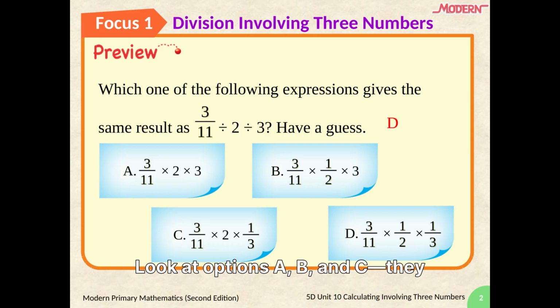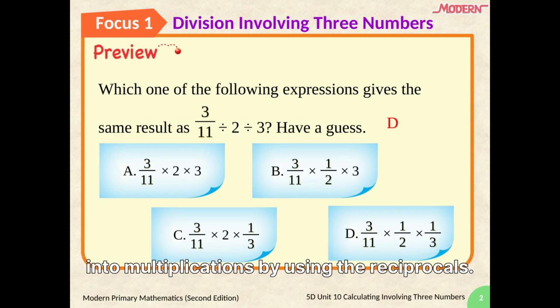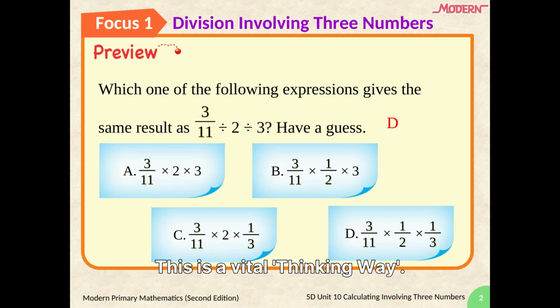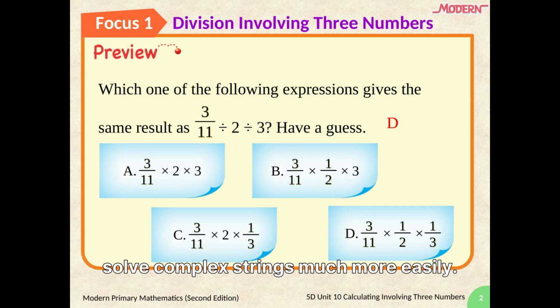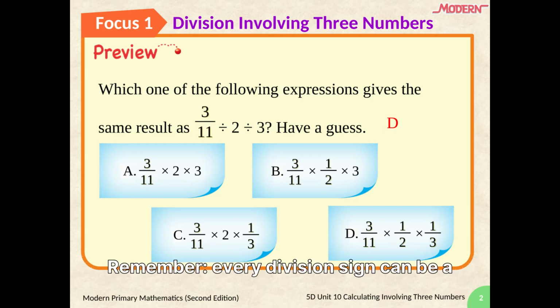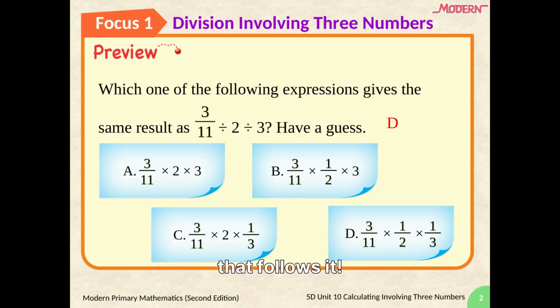Look at options A, B, and C. They all change something incorrectly. Option D, however, correctly transforms both divisions into multiplications by using the reciprocals. This is a vital thinking way. By converting everything to multiplication, we can solve complex strings much more easily. So D is our winner. Remember, every division sign can be a multiplication sign if you flip the number that follows it.